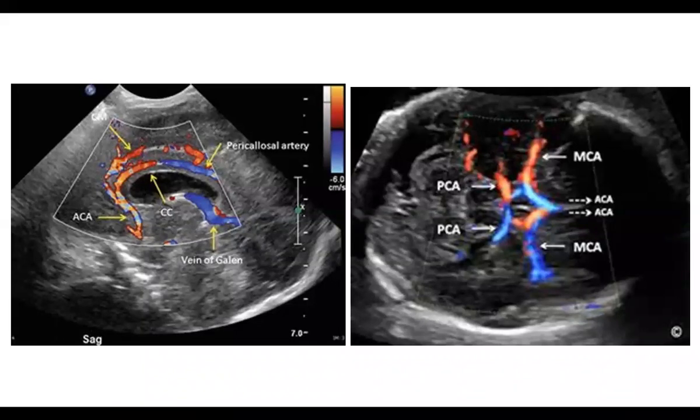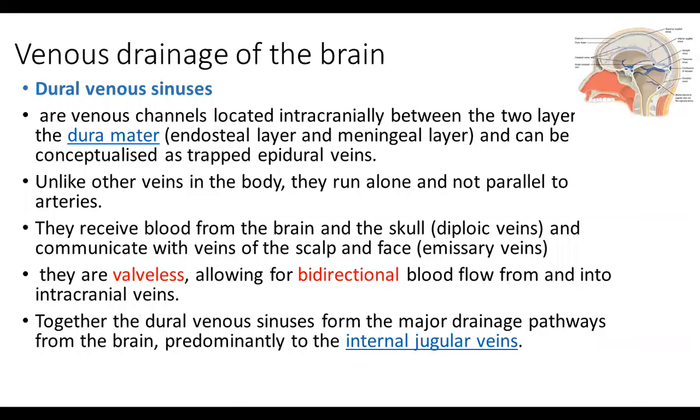This image shows the pericallosal artery and the anterior communicating arteries with the posterior communicating artery and the circle of Willis. Through the anterior fontanelle, examination by convex probe, we assess the vascularity of the circle of Willis.